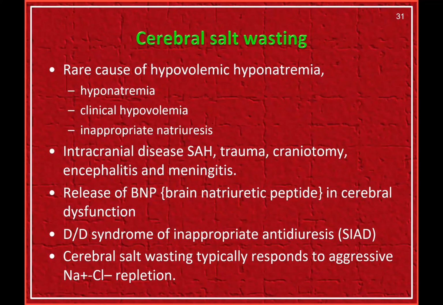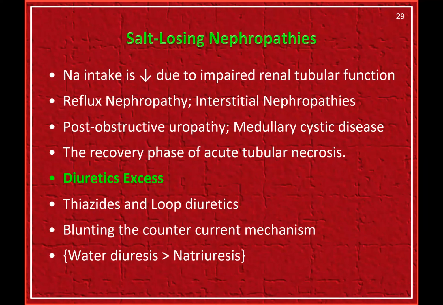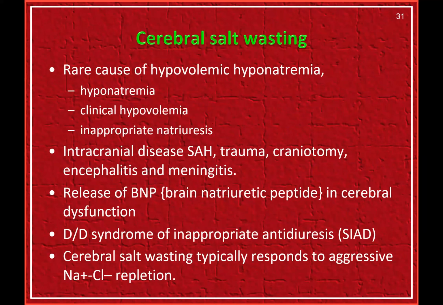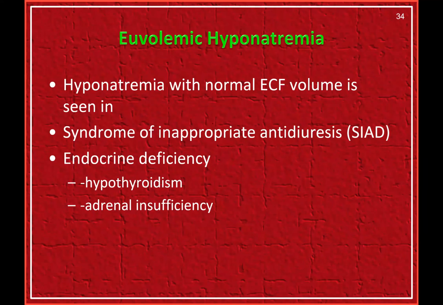In the renal causes we had cerebral salt wasting, osmotic diuresis, salt losing nephropathies, and hypovolemic hyponatremia. Now when you come to the euvolemic hyponatremia with normal ECF volume, it is definitely, mostly SIAD, syndrome of inappropriate antidiuresis. So if you find a patient with hyponatremia and the volume status is normal, then the cause could be SIADH. There could also be other reasons like hypothyroidism, and adrenal insufficiency should also be thought of.